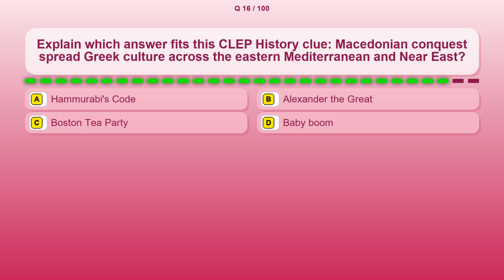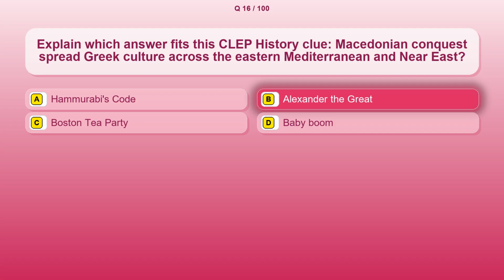Question 16. Explain which answer fits this CLEP history clue. Macedonian conquest spread Greek culture across the eastern Mediterranean and Near East? Option A, Hammurabi's Code. Option B, Alexander the Great. Option C, Boston Tea Party. Option D, Baby Boom.